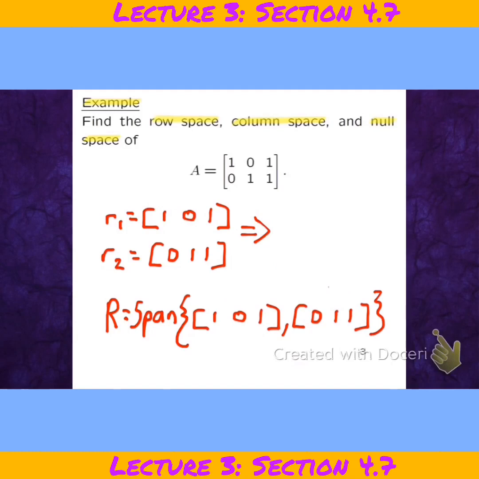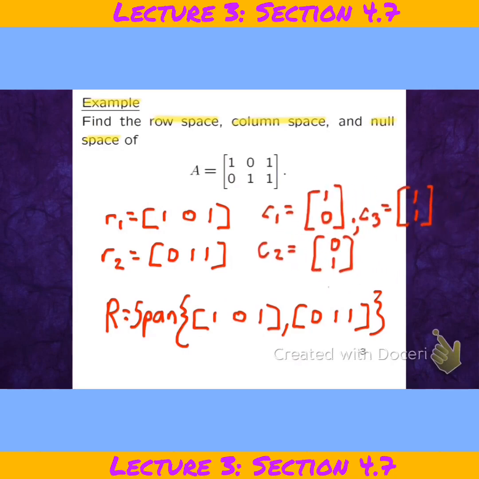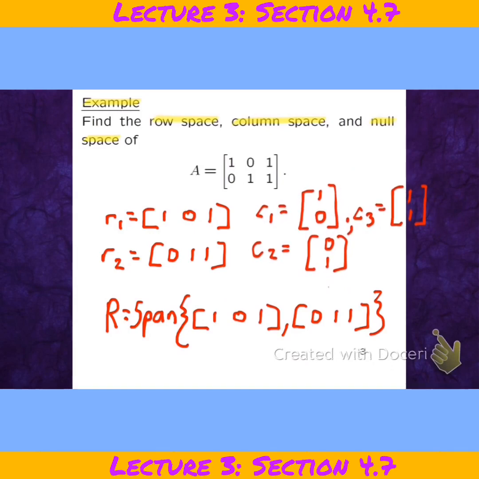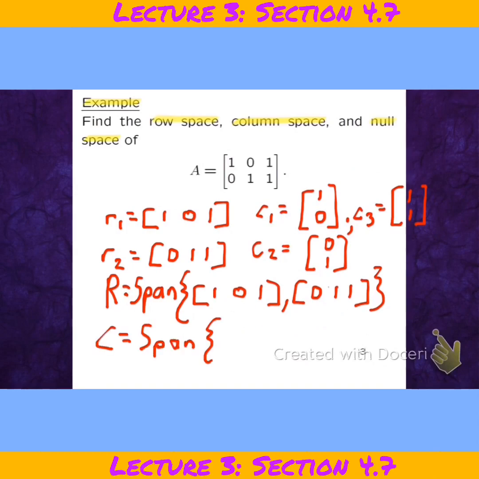What is my column space? Get the column vectors there. There are my column vectors, C1, C2, and C3. Now the column space, which we'll denote by C, is the span of the column vectors. There's my first column vector, second column vector, and third column vector. So that's my column space and my row space respectively.